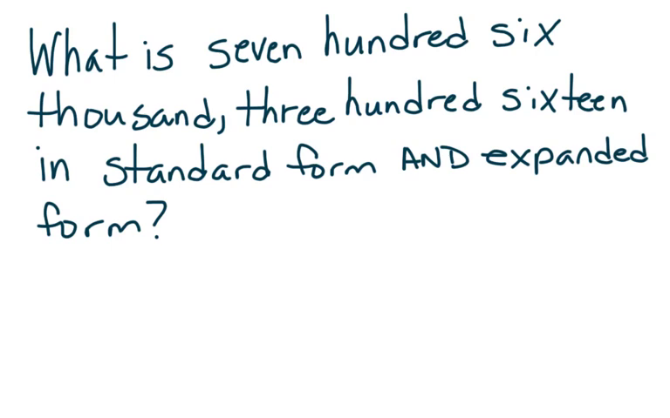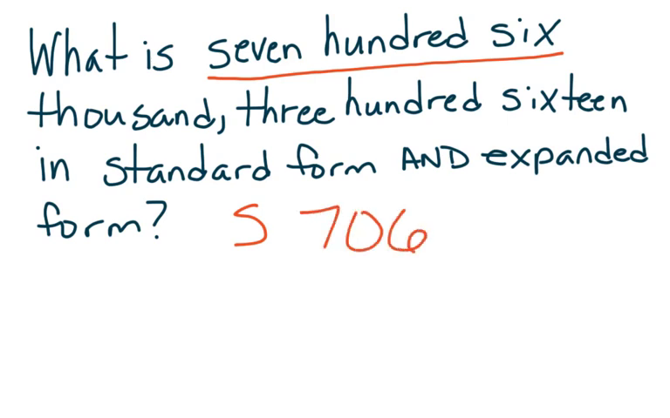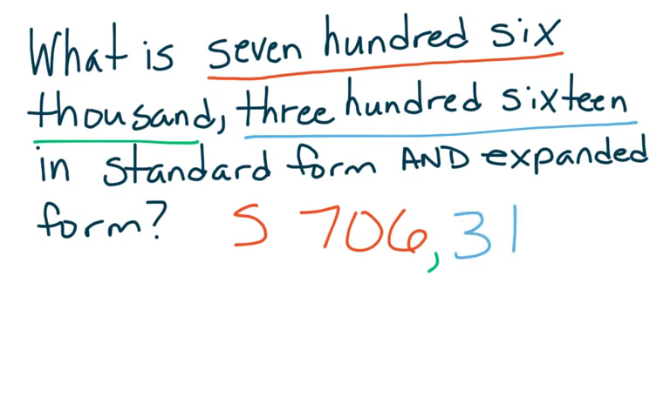All right, in standard form, I would read one period at a time. So I would read 706, and I would write that first. I'm going to do standard form first. So I would write 706. 1,000, when I read my period, I'm going to put my comma. And then I would read the next three numbers, 316, and I would write those numbers, 316. That would be my standard form for this number.